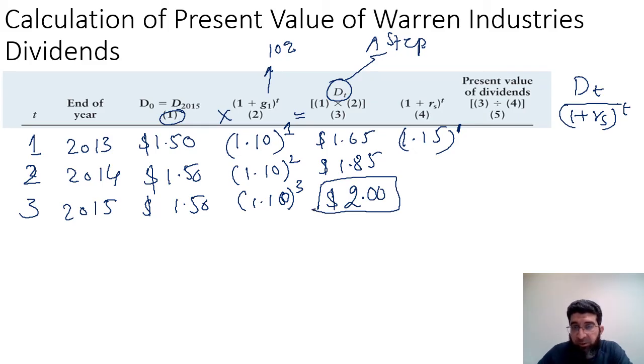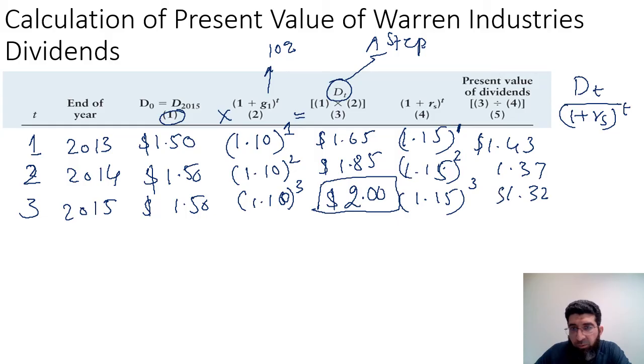Now let's do the second step, which is 1 plus r_s, and we divide it. This comes out to be $1.43, and for the second year it will be 1.15 squared, and for the third year it is 1.15 cubed, and the resultant present values of the dividends would be $1.37 and $1.32.